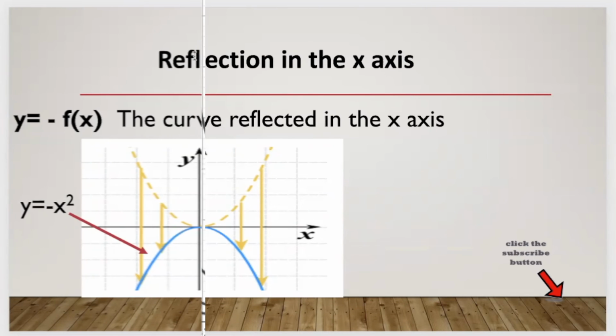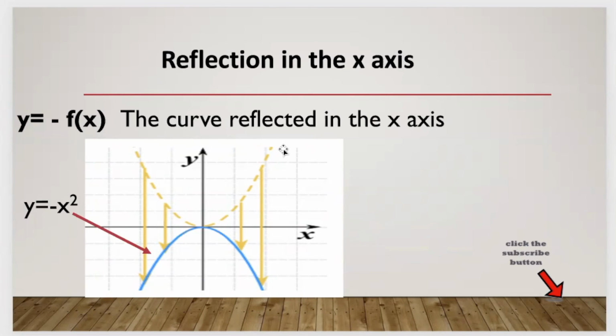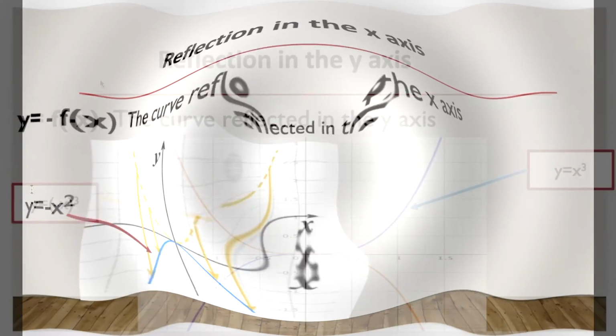Next, we have reflection in the x-axis. This happens when we have y equal minus f of x. The curve is reflected in the x-axis. For example, this is x squared, so the dotted line represents x squared. If I put a minus sign in front of it, you realize it becomes a reflection of the above. So once you have a minus, there's a reflection in the x-axis.